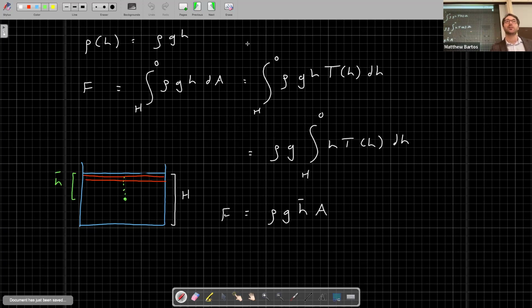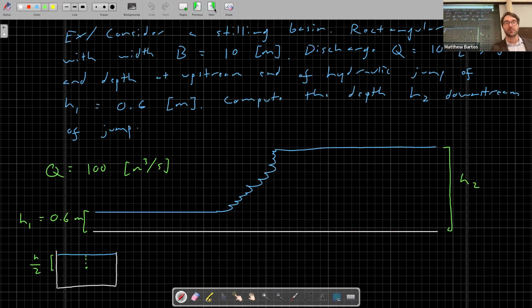It'll depend on the shape of the channel. So for a triangular channel, for instance, let's say you have a triangular channel like this. Pretend this is a symmetric triangle. What would be the distance to the centroid of this channel? 1/3, very good. So for a triangular channel, this would be h divided by 3.